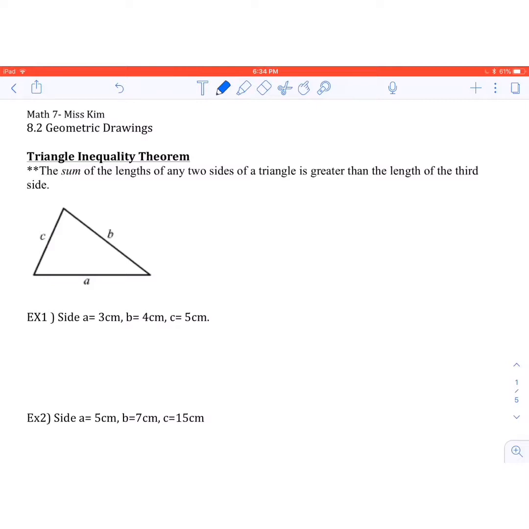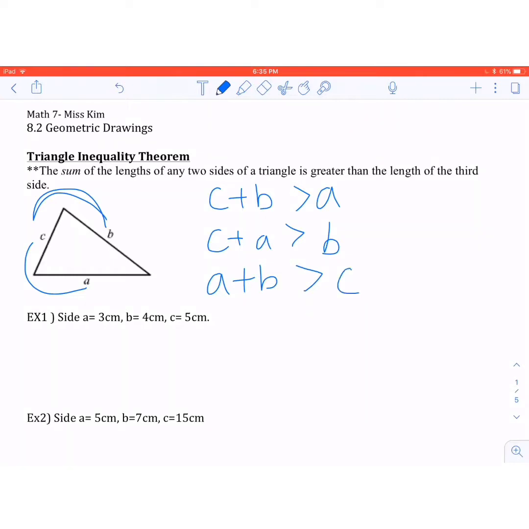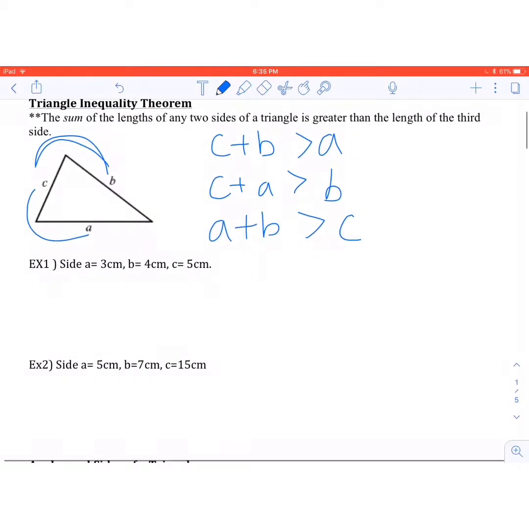What it means is if I were to add the sides C and B, C plus B has to be greater than the side of A. If I were to add C and A, it has to be greater than B. And lastly, if I were to add A and B, it's greater than C. So no matter which two sides you're adding, it has to be a greater value than the length of the third. So let's take a look at example 1.